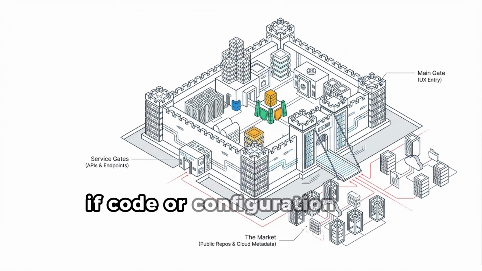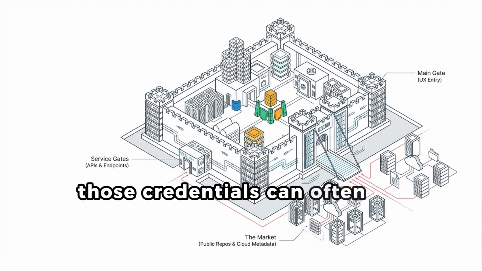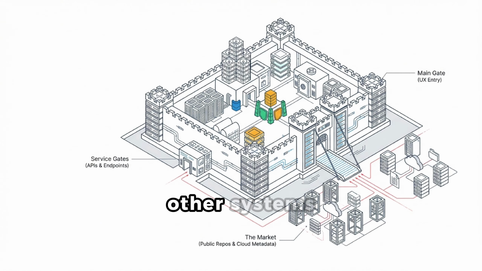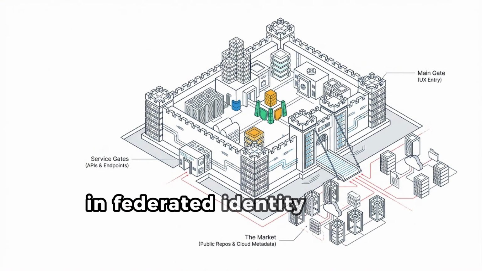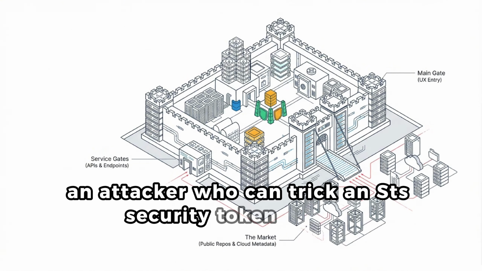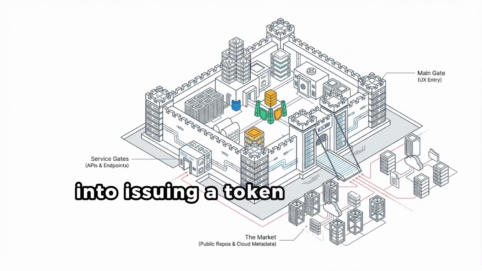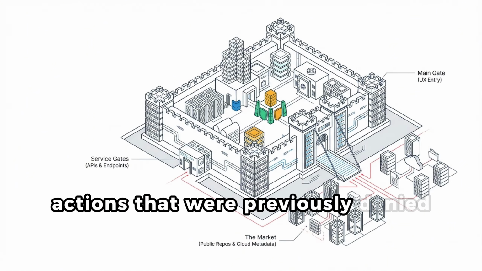If code or configuration leaks platform credentials, those credentials can often be reused to access other systems. Another pattern is token abuse in federated identity systems. An attacker who can trick an STS, security token service, into issuing a token for a more privileged role can suddenly perform actions that were previously denied.